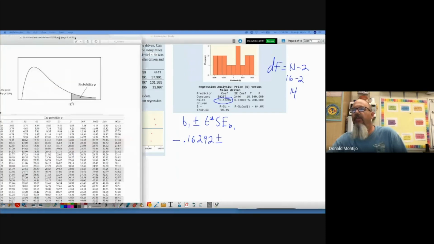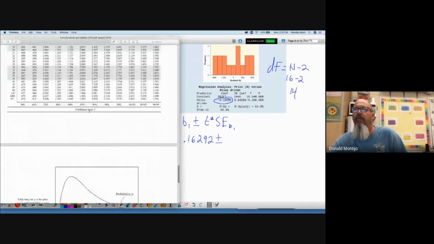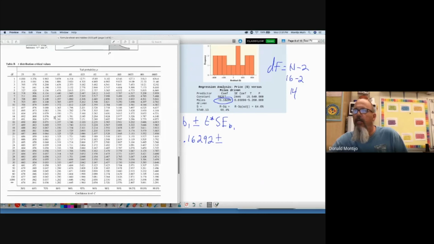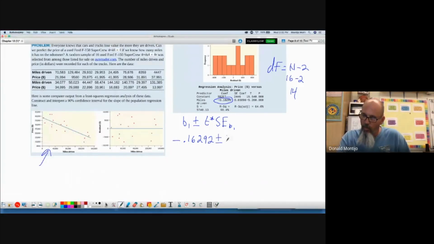Let's get our favorite table over here, and let's find Table B. Table B, 14 degrees of freedom, and I would like to be 90% confident. 14, go over here to 90. That's 1.761. That's my t star that I'm going to use.